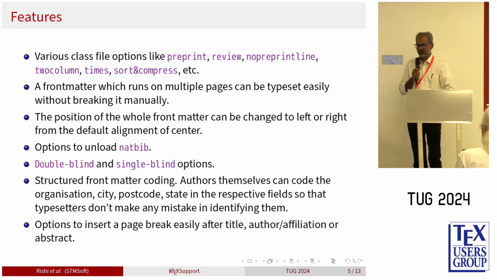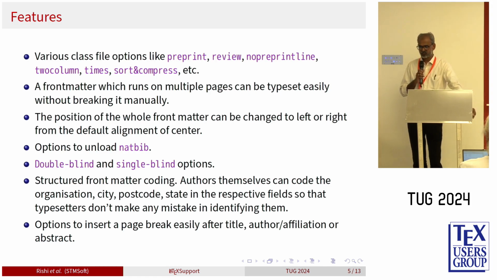The no preprint line option: not only Elsevier authors, many other people are also using the elsarticle class file. By default, it writes in the footer "Preprint submitted to this journal", some journal name. Other people who use this class file and do not want these lines can simply use the no preprint line option and avoid this. They can also use two-column, choose the font, and natbib options such as sort and compress, which can also be given in the document class line.